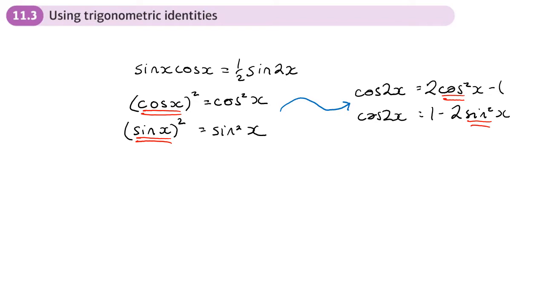Also, don't forget your Pythagorean identity. 1 plus tan squared is sec squared. So if you've got a tan squared, you might want to change it to sec squared because sec squared's in the list. 1 plus cot squared is cosec squared. So again, that may be useful as well.